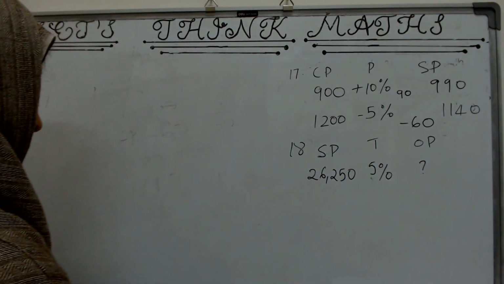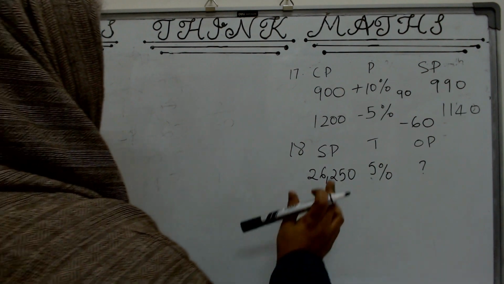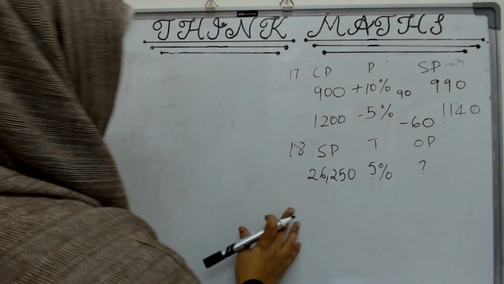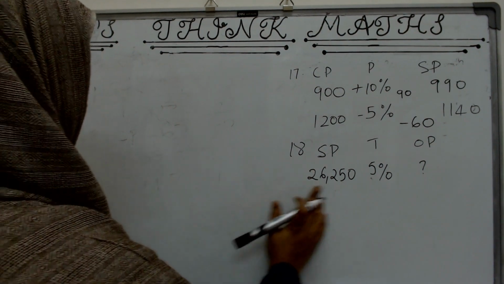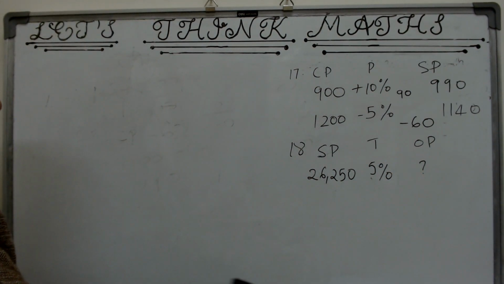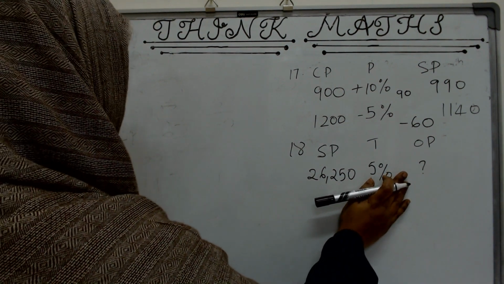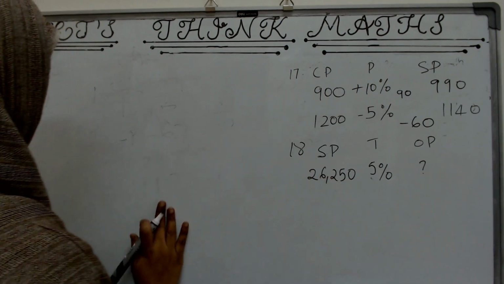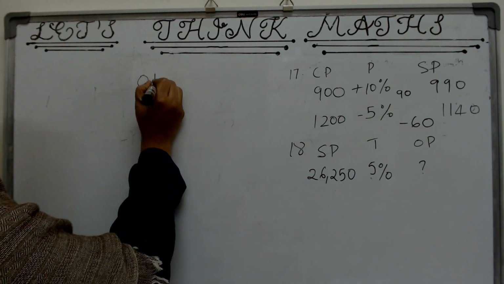Now, what about the 18th question? So there is, let me check, a TV set. We don't know what its original price was, but when the person went to pay the bill, they said that there is a 5% tax and he had to pay 26,250. The question is, what is the original price?